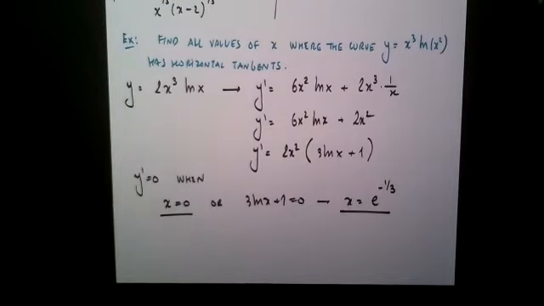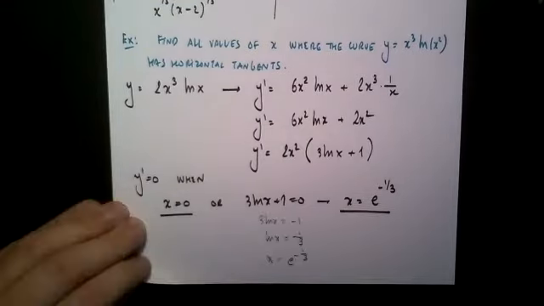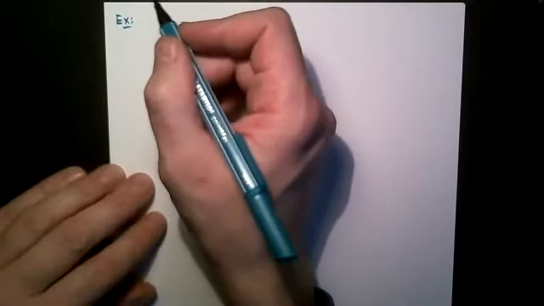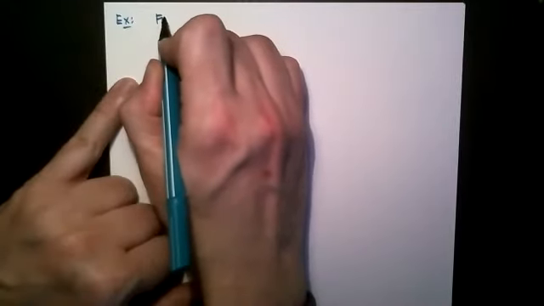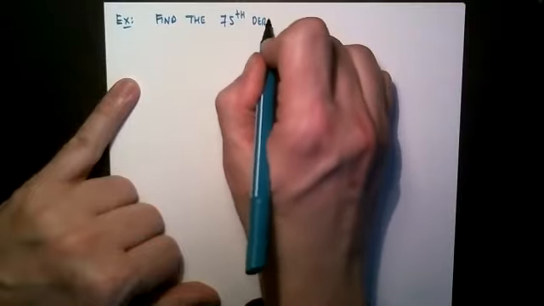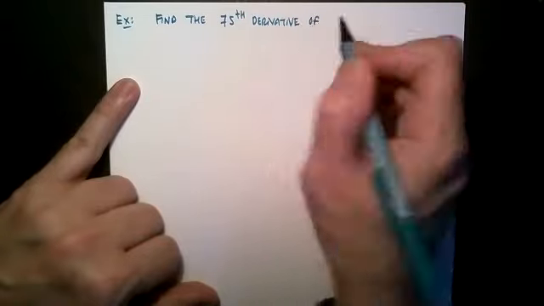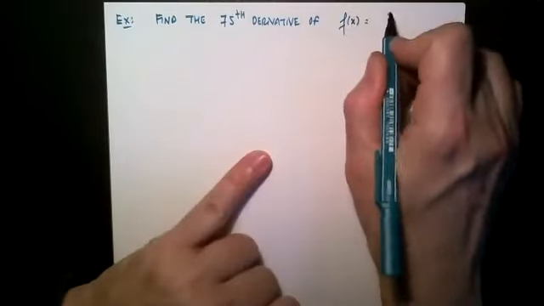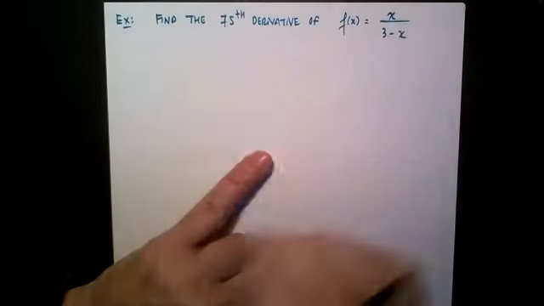Any questions? So find the 75th derivative of f of x is equal to x over 3 minus x.